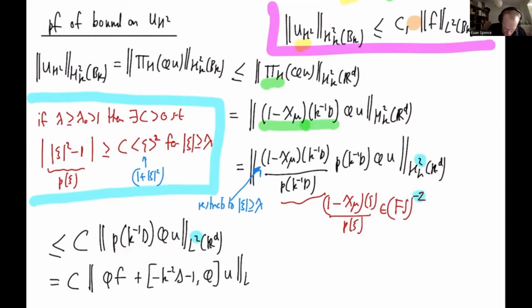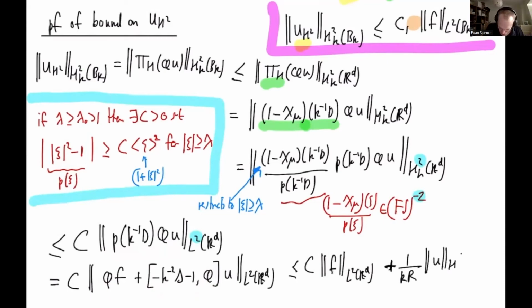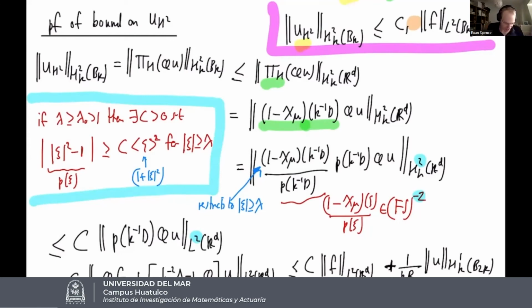This is in L2 of R^d. And then just by hand, you can work this out. It's got some first derivatives. So let's say this is less than or equal to constant times the L2(R^d) norm of f, because I assumed that phi was less than or equal to 1, plus then I get 1 over kr, then a first derivative of u from this commutator. And this is on the ball of radius 2r, because that's where phi and therefore its gradient are supported.